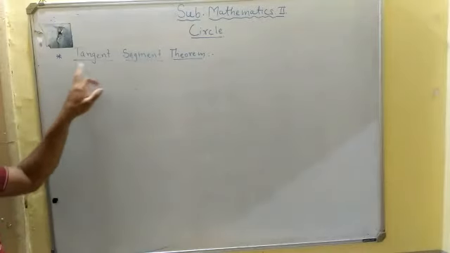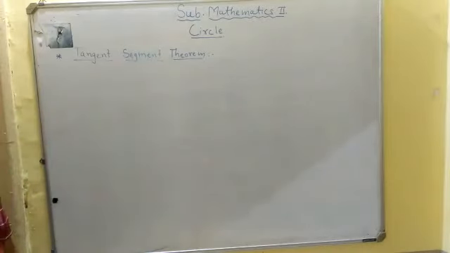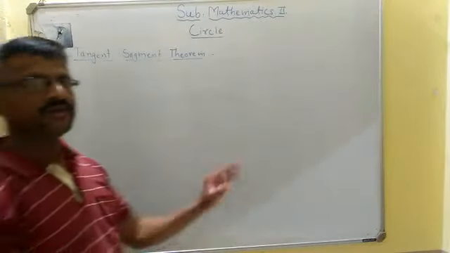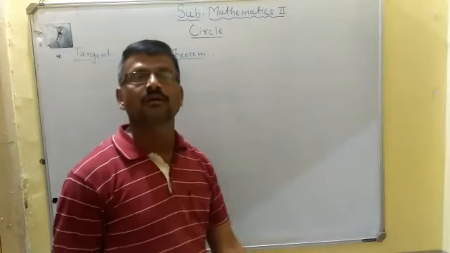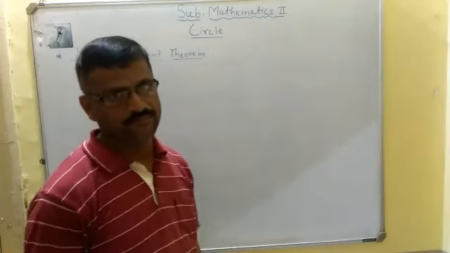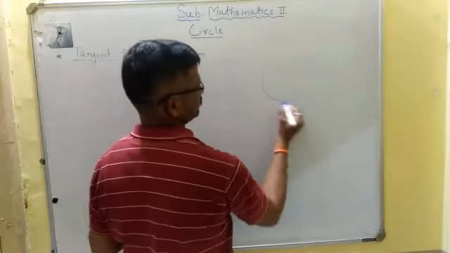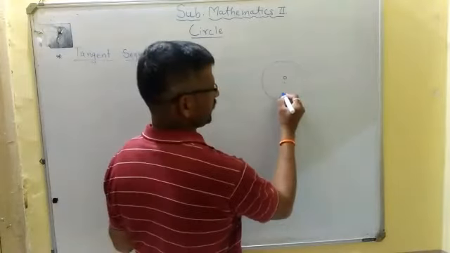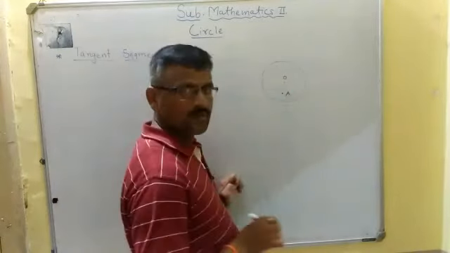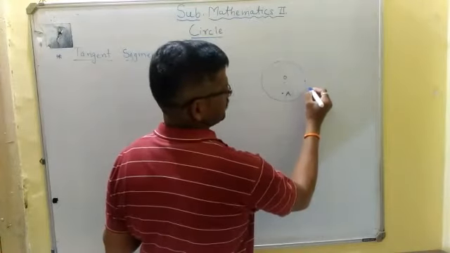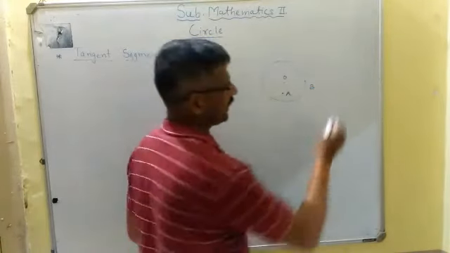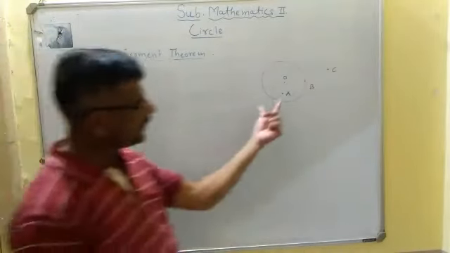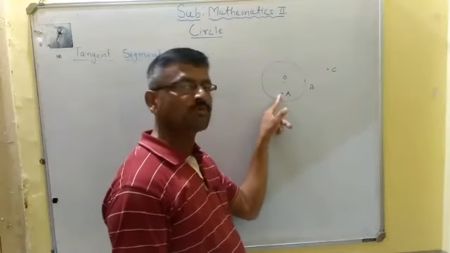Now, we are going to the next concept, the tangent segment theorem. Before the tangent segment theorem, it is essential to learn how many tangents can be constructed to a circle from a given point. Look here: the circle has a center O, point A lies in the interior of the circle, point B lies on the circle, and point C lies in the exterior of the circle. Then how many tangents are passing through the point A?